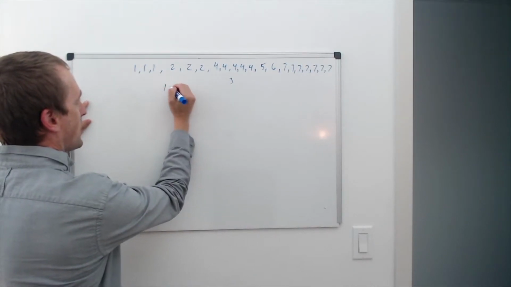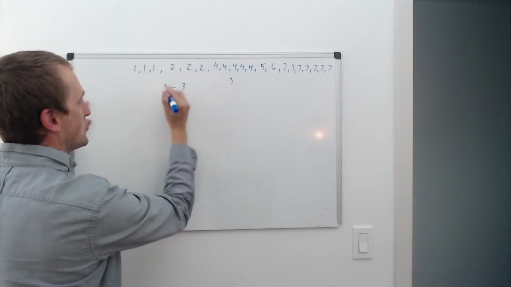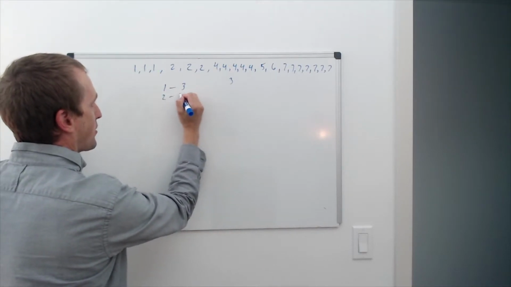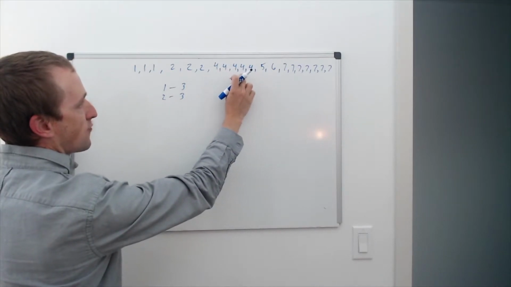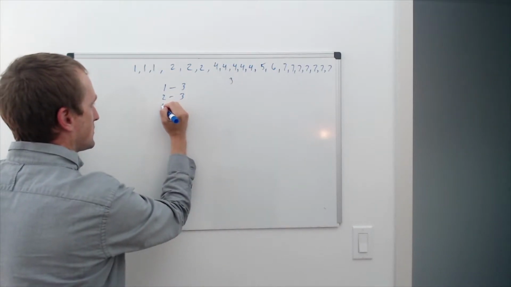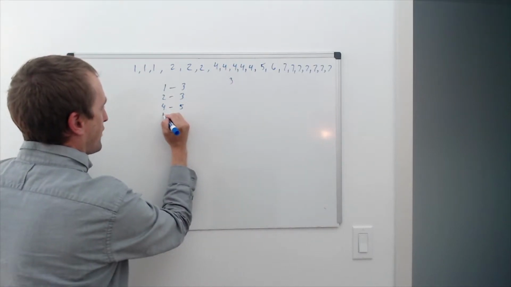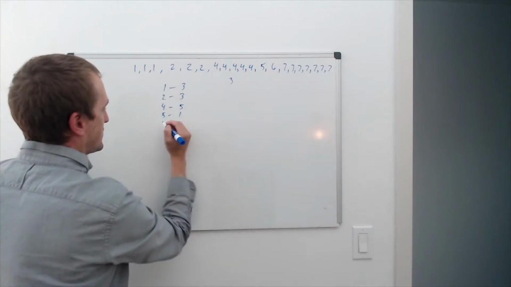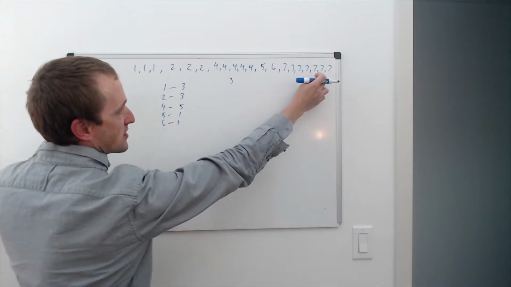You can see for 1, we have 3 ones. 2, we have 3 twos. 4, we've got 5 fours. 5, we have 1 five. 6, we have 1 six, and then 7, we have 7 sevens.